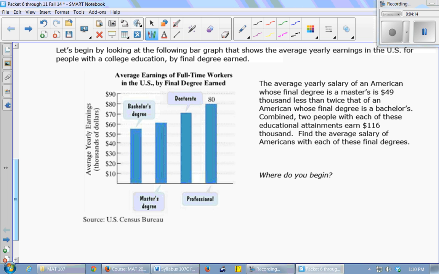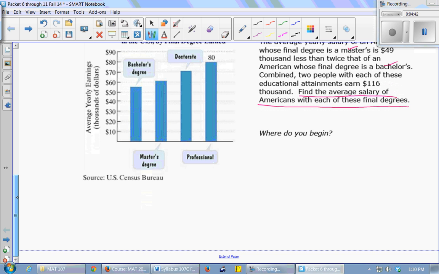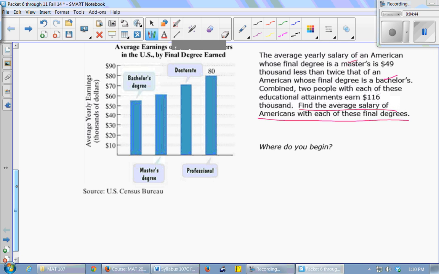So that, I mean, it's just like a jumbled mess when I first read it. You're like, what? Like, could they make it any more convoluted, right? So start by finding the question. It says, find the average salary of Americans with each of these final degrees. And the degrees were a master's and a bachelor's, right? So where do you begin? Identify the question. And use those to define your variables. Yes?